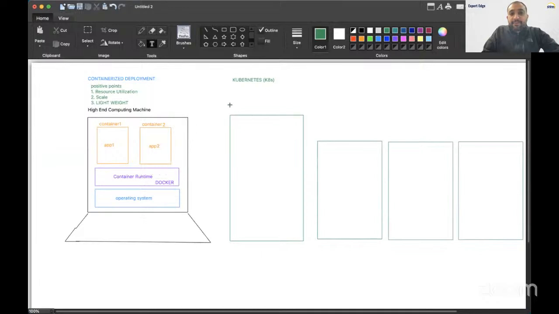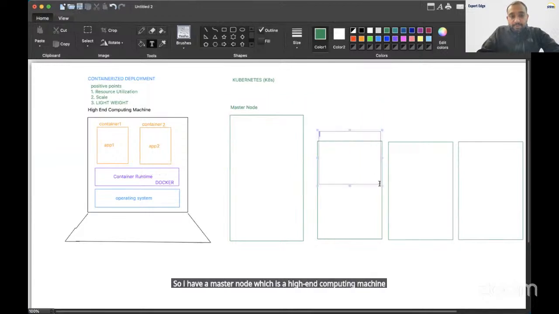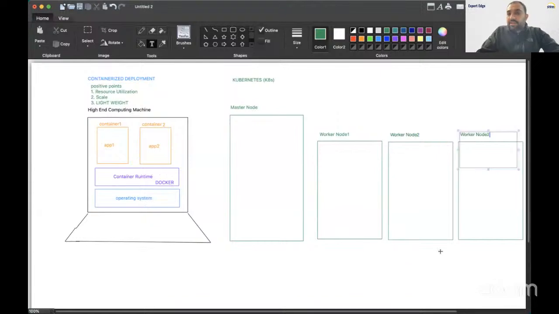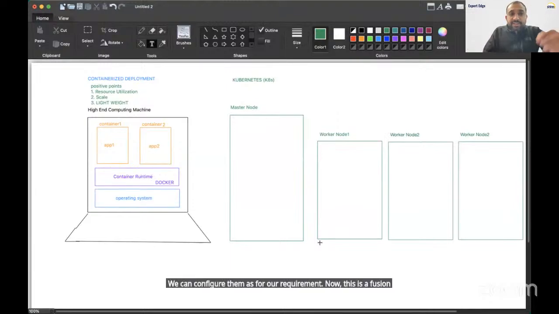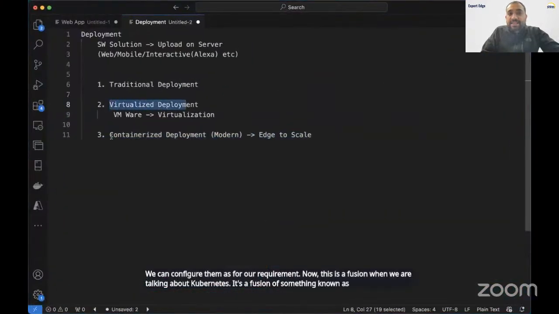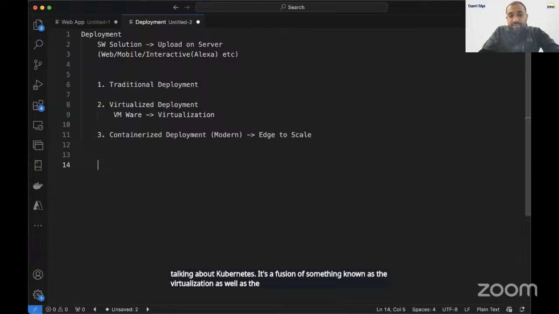So I have a master node, which is a high-end computing machine, and there we have these worker nodes, right? These are also high-end computing machines, but we can configure them as per our requirement. Now, this is a fusion. When we are talking about Kubernetes, it's a fusion of virtualization as well as containerization, okay? So solving the scale.